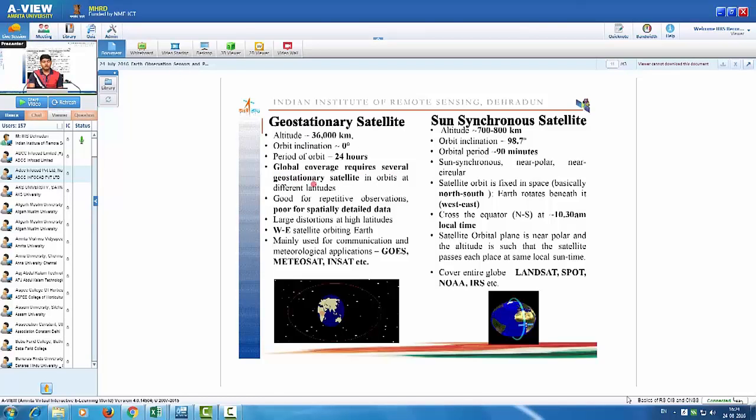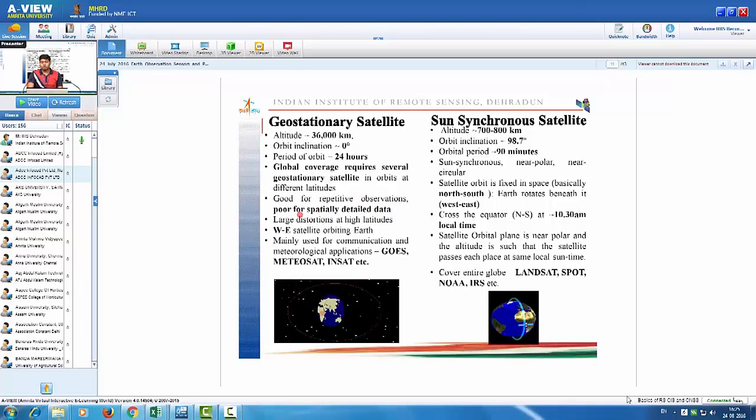Now, for global coverage, it requires several geostationary satellites in orbits at different latitudes. Why are we saying this? Because, as I told to you, it appears fixed at some position, all looking at the same area. So what about the remaining portion of the Earth surface? That's why we require several geostationary satellites so that we can acquire data for the whole Earth surface. Earth is continuously rotating. Suppose one satellite is placed here, it is seeing this area. Then for another portion, we launch a satellite here so that it can cover the whole Earth surface.